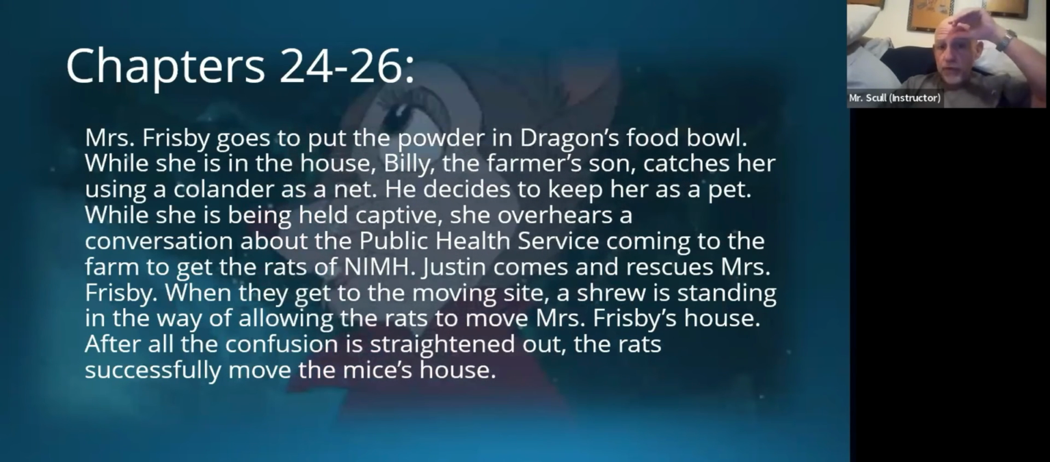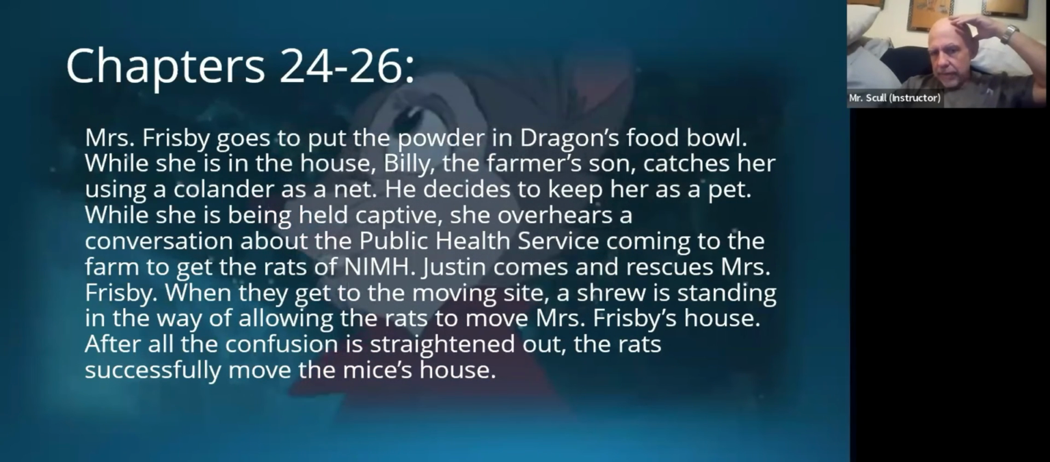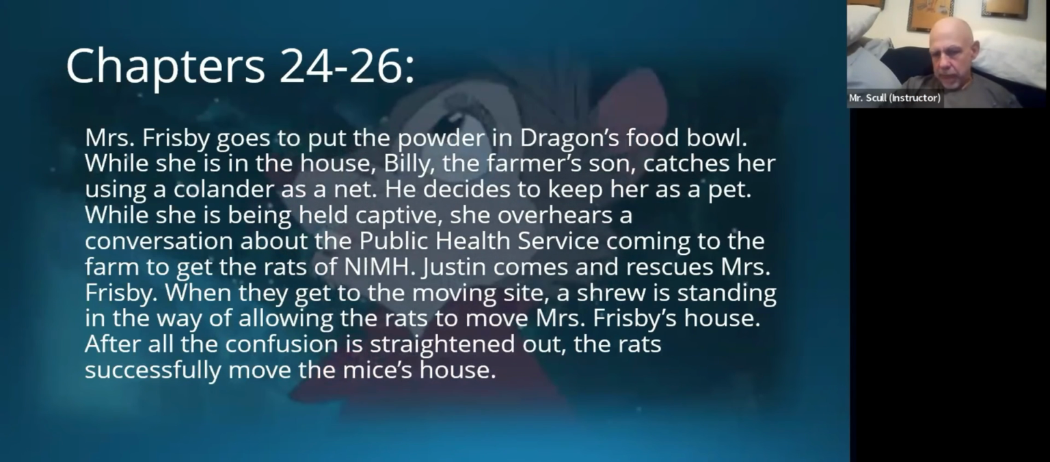Mrs. Frisbee goes to put the powder in Dragon's food bowl. While she is in the house, Billy, the farmer's son, catches her using a colander and a net. You know, it's kind of like a thing that he can scoop her with. He decides to keep her as a pet. While she's being held captive, she overhears a conversation about the public health service coming to the farm to get the rats of Nim. They want to kill the rats.